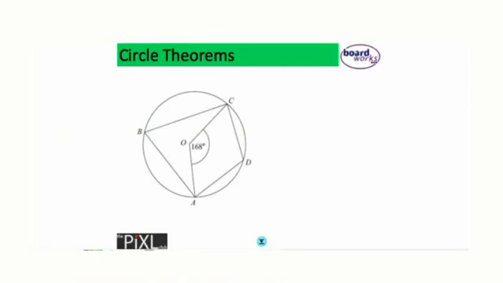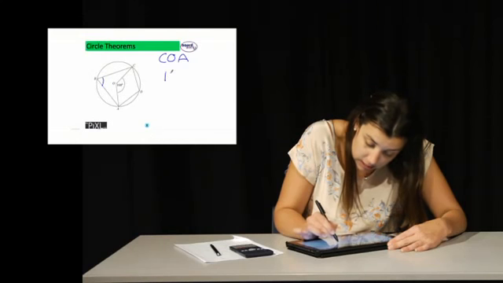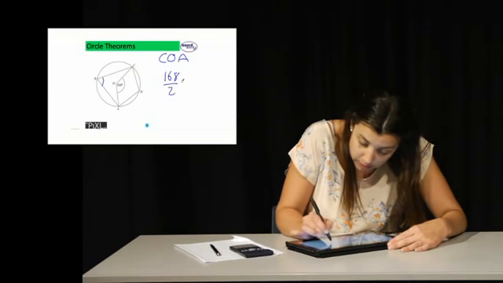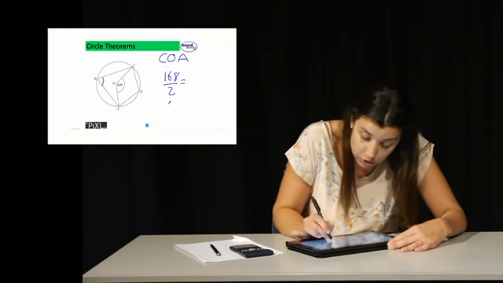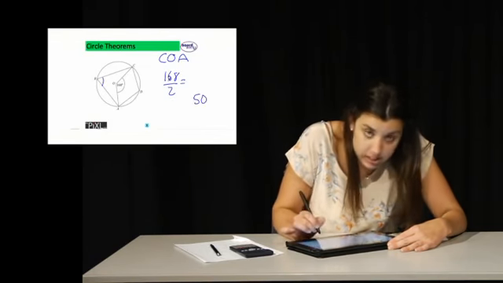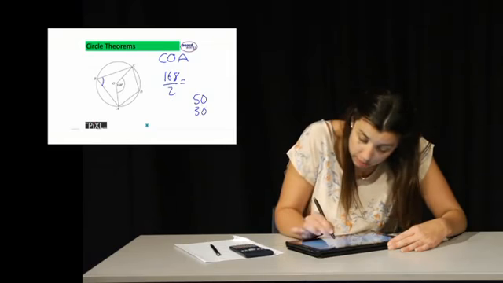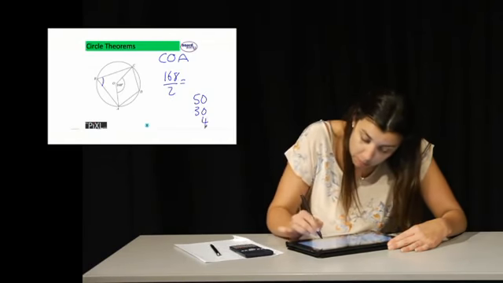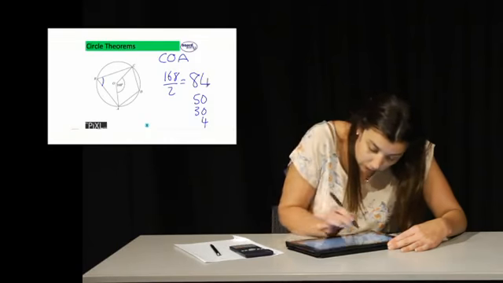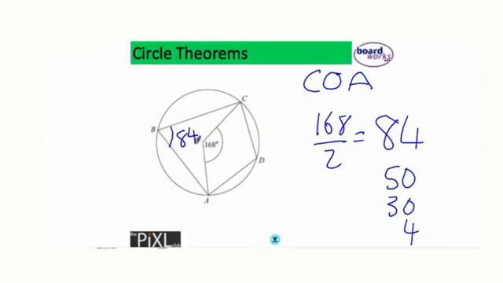Here we have only one angle labelled. This angle is COA. O's in the middle, that's where the angle is. We know this one, you can find out this one. It's half of what's in the centre. So half of 168, so 168 divided by 2. Well, we know half of 100 is 50, half of 60 is 30, and half of 8 is 4. Add those up and we're going to have 84. So we know this angle is 84.